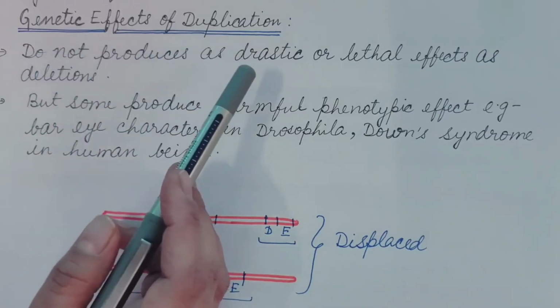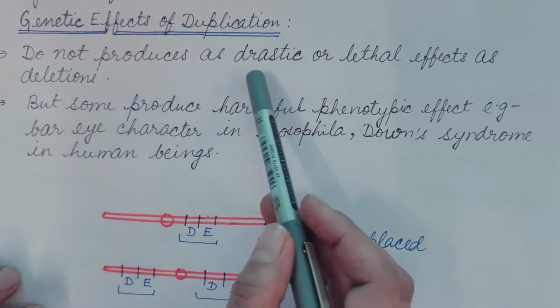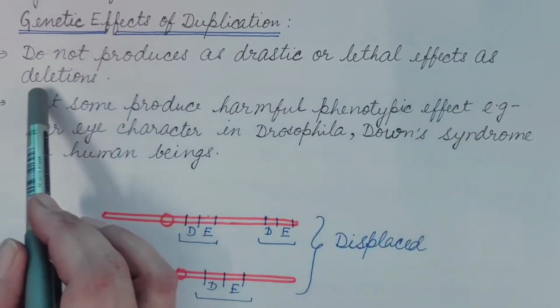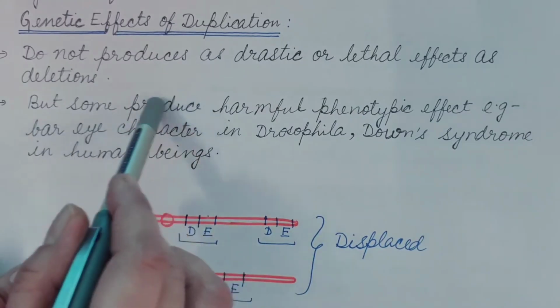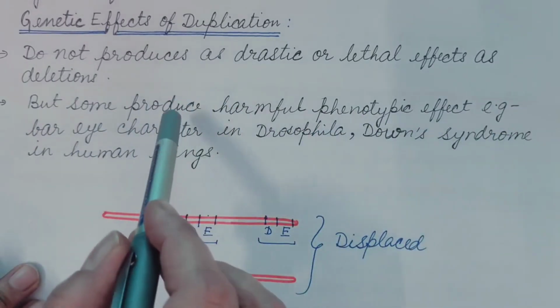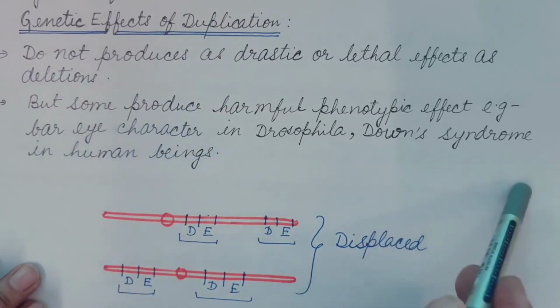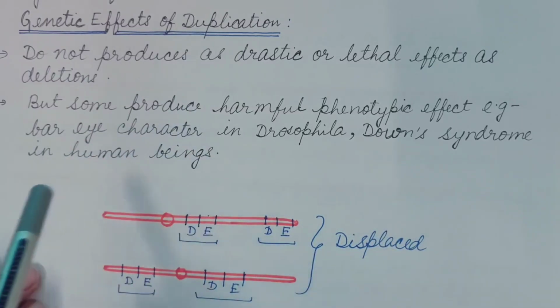Genetic effects of duplication. Duplications do not produce as drastic or lethal an effect as deletions, but sometimes they produce harmful phenotypic effects. Examples are bar eye in Drosophila and Down syndrome in human beings.